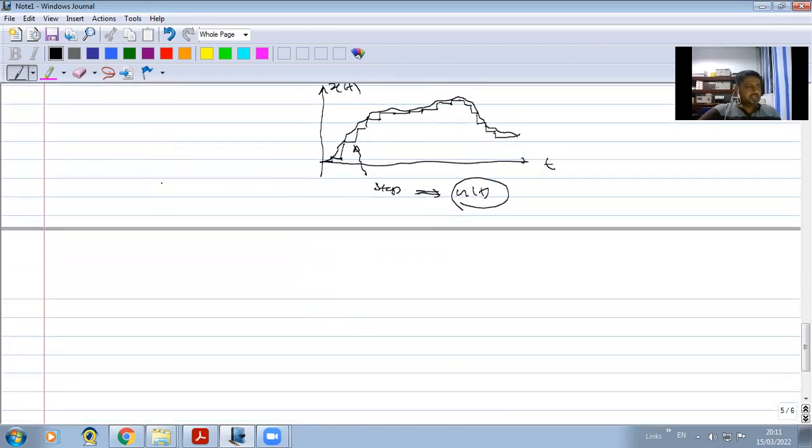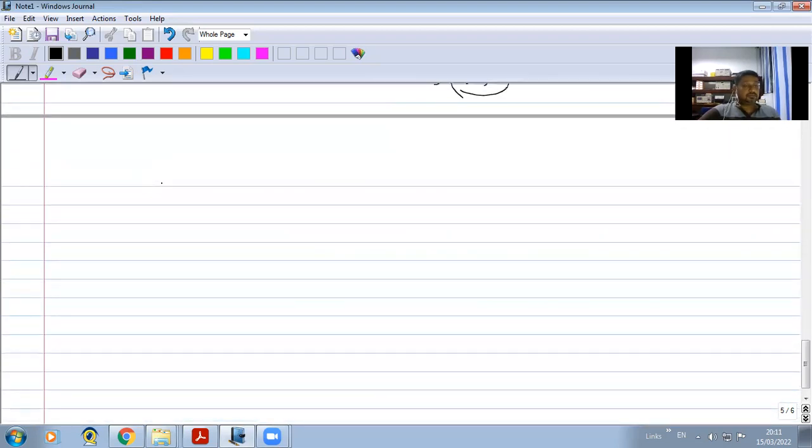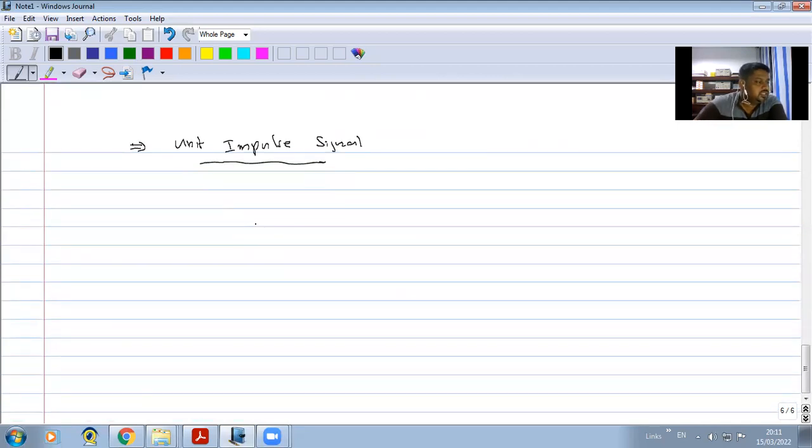So we will do some examples later. Now we are going to the third signal, that is the unit impulse signal. This is our third signal. First one is sinusoidal, second one is unit step, and this is our unit impulse signal. So what is the unit impulse signal?